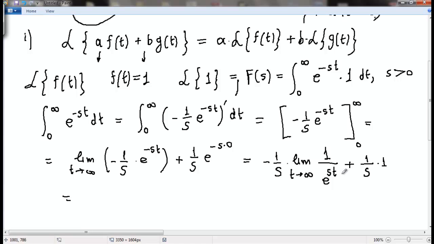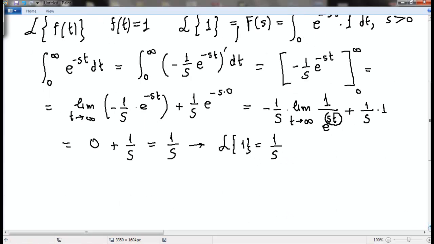Now take a look at that. Since t tends to infinity and s is positive, this expression here is plus infinity. E raised to plus infinity is infinity. 1 over infinity is 0. So 0 times minus 1 over s is 0, and I have 0 plus 1 over s, so it's 1 over s. What I found is that the Laplace transform of 1 is 1 over s.